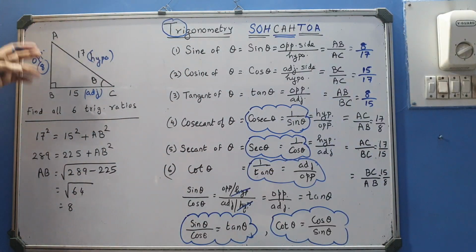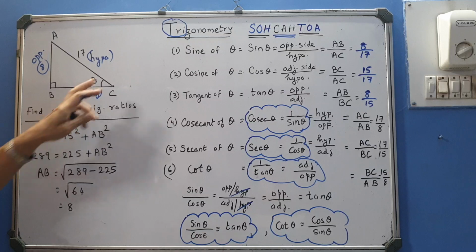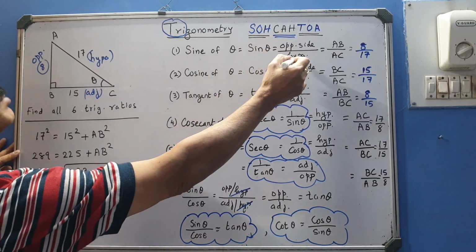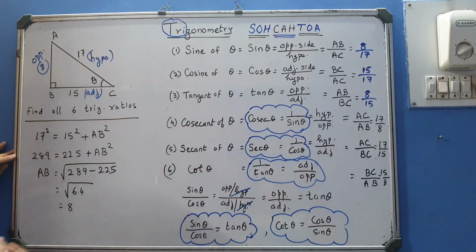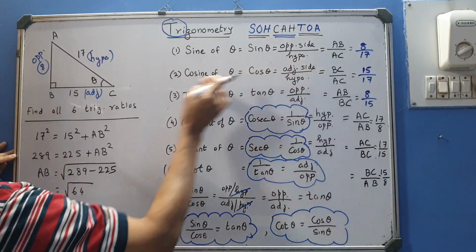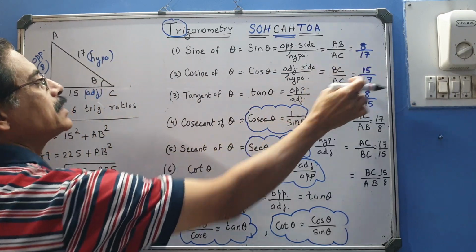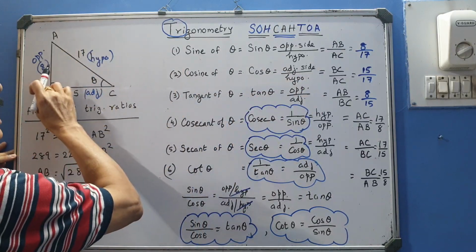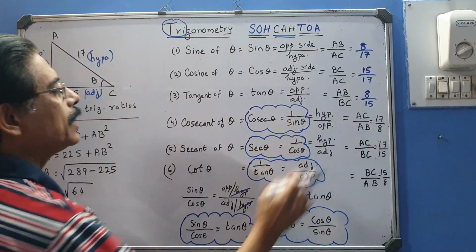So when two sides are given, find out the third side and decide which is the opposite side, which is the hypotenuse, which is the adjacent side, and you can get the six ratios using the formula. Sin theta is opposite by hypotenuse. Opposite is 8, hypotenuse 17, so 8 by 17. Cos theta is adjacent by hypotenuse. Adjacent is 15, hypotenuse 17, so 15 by 17. Tan theta is opposite by adjacent. Opposite is 8, adjacent is 15, so 8 by 15.